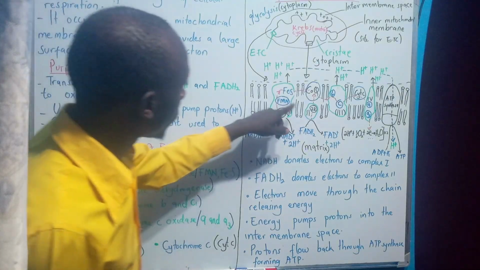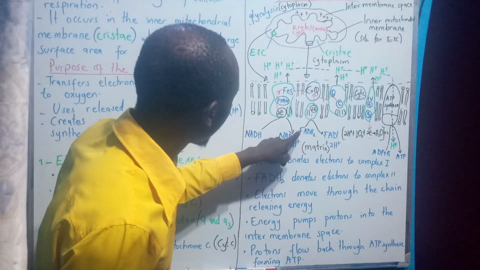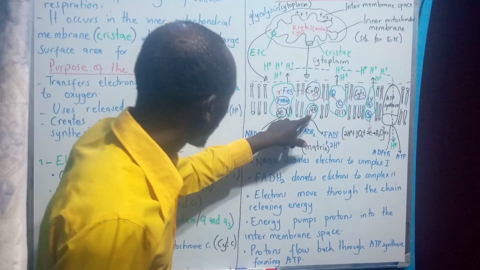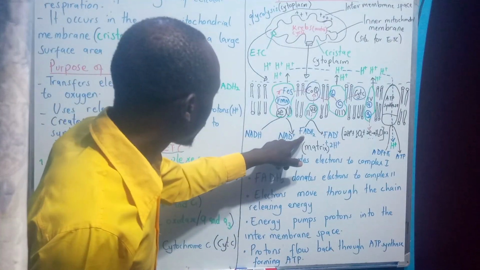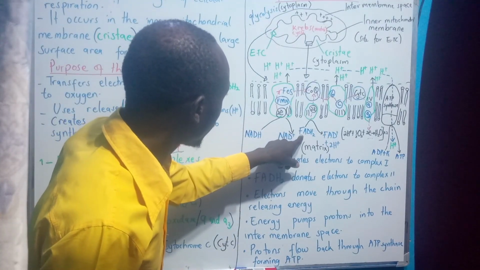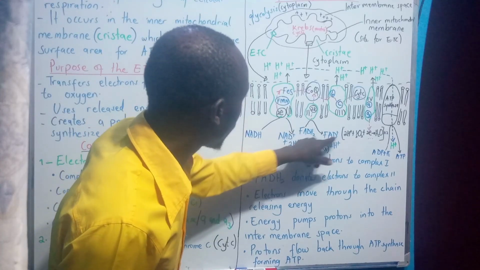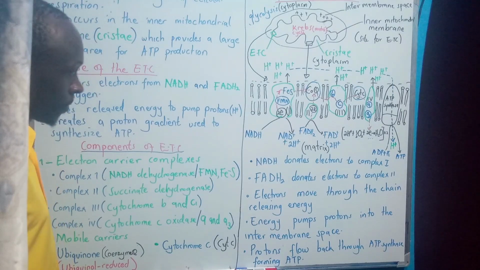This ubiquinone is also going to receive electrons from complex number 2. Complex number 2 is going to receive reduced FAD, FADH2, and then this FADH2 is going to be oxidized to form oxidized FAD.